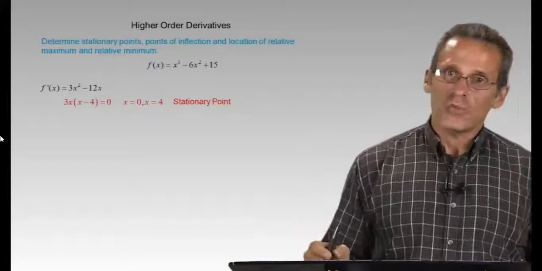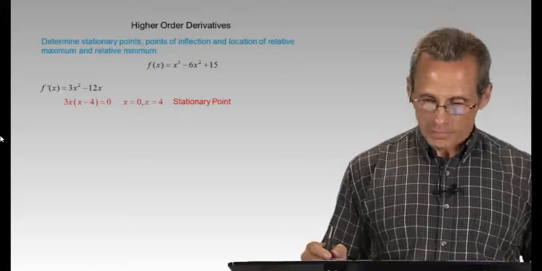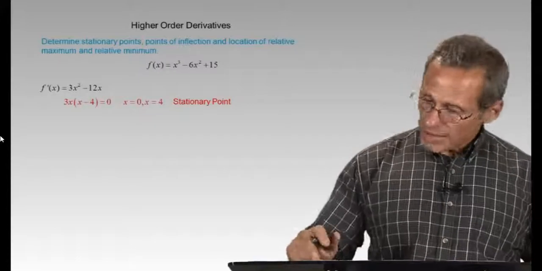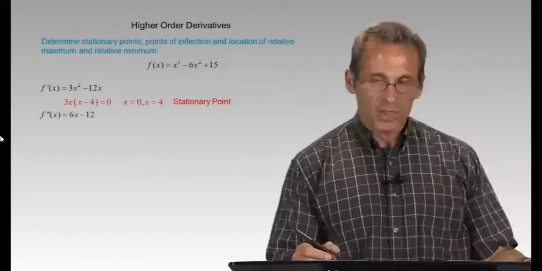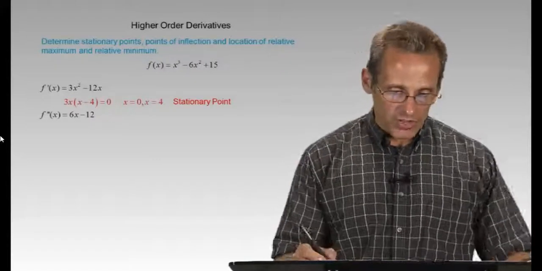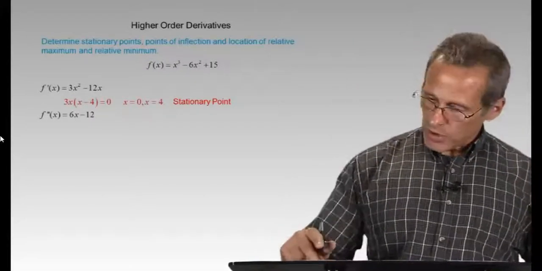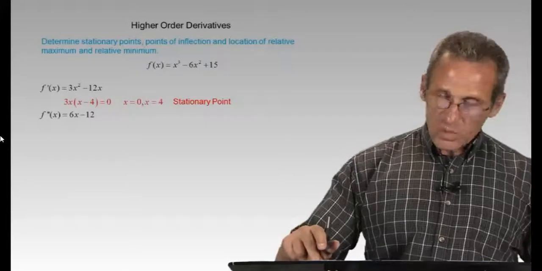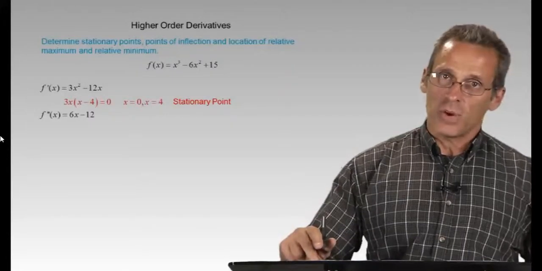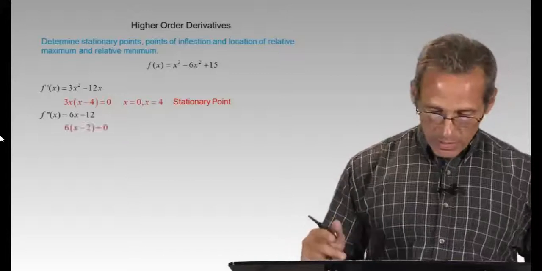So at these locations, we have a stationary point, since these points are in the domain. Now let's take a second derivative. Derivative of 3x squared is 6x. The derivative of negative 12x is negative 12. And if we set the derivative equal to 0 and solve, we have a possible inflection point. We'll come back to the word possible in a moment.